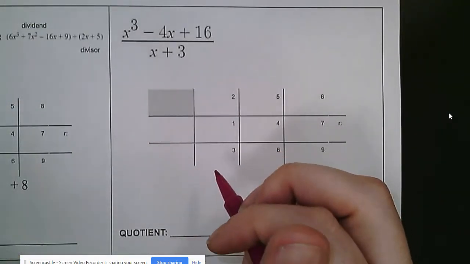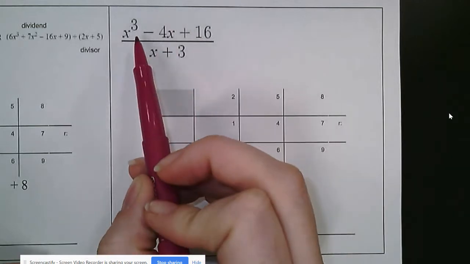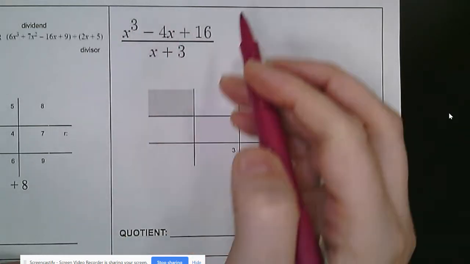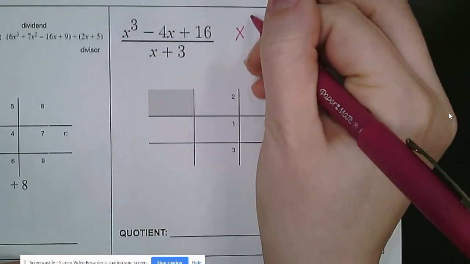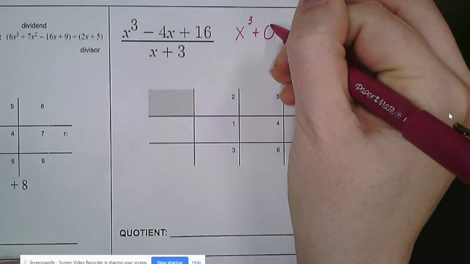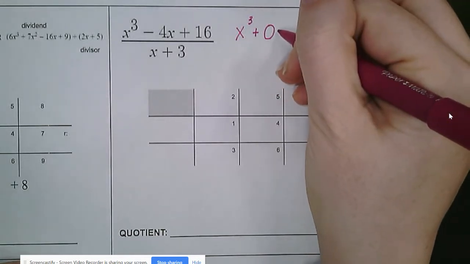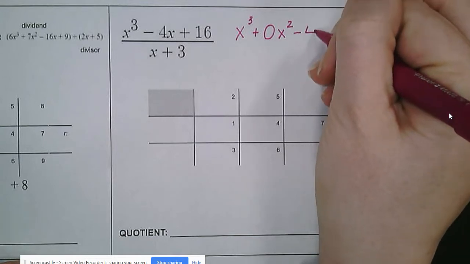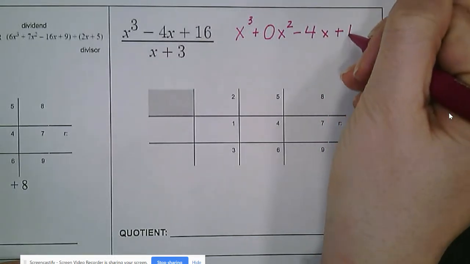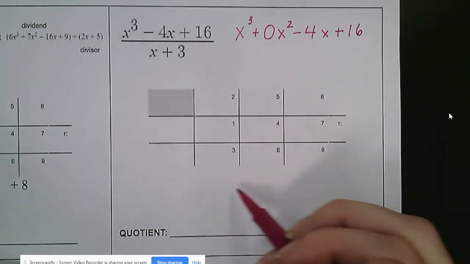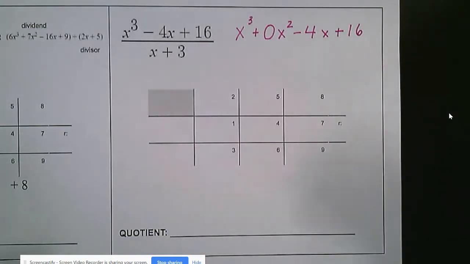But what I want you to notice that's different is that this goes from x cubed to an x term. So really, it's missing a squared term. So I'm going to write it in here because we need a placeholder, and we're going to put a 0 in front. So it's going to be x cubed plus 0x squared minus 4x plus 16. Now, if you don't put the placeholder there and we try to do the subtraction with our diagonals, you don't end up having like terms and you can't do it.